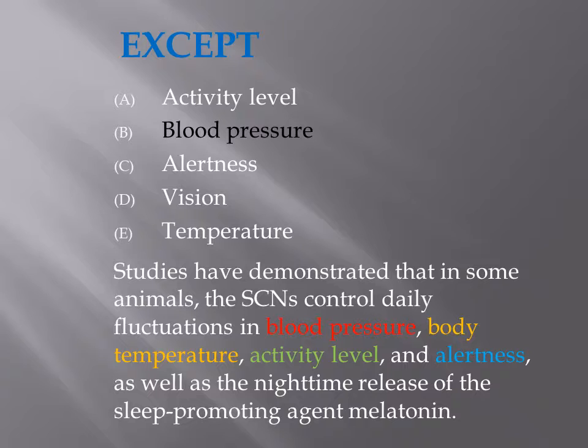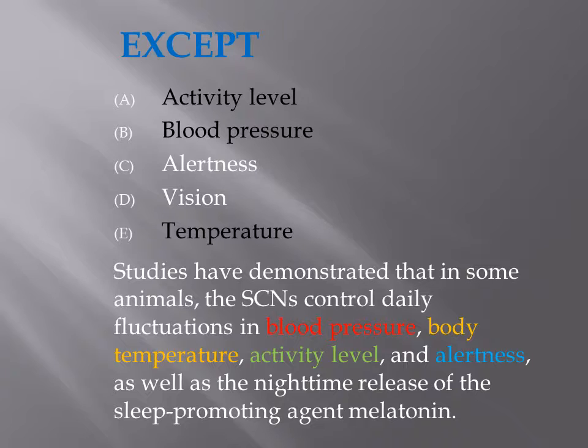As we go through, we can see that blood pressure is mentioned. We can see that body temperature is mentioned. We can see that activity level is mentioned and alertness is mentioned. So that leaves us with one that was not mentioned, and that is vision. So vision, answer choice D, is going to be our correct answer.